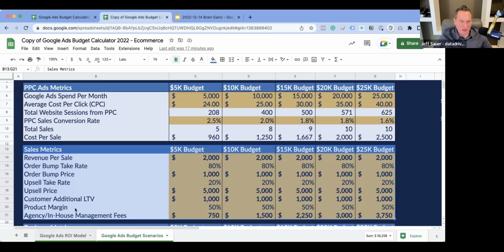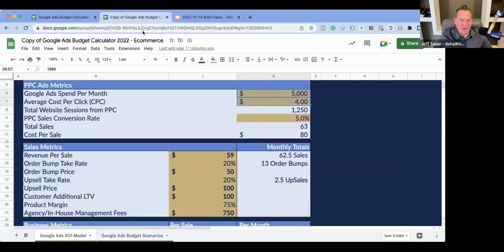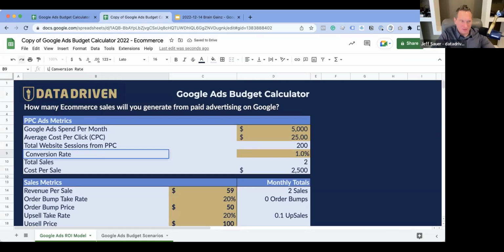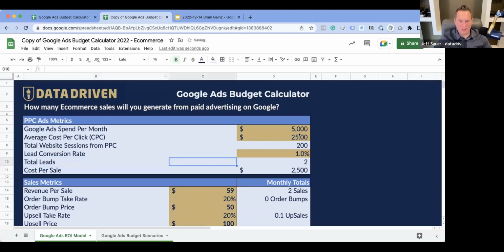And the reason why is because, and this is the one that's for e-commerce, so the lead gen one would be better here. But if we were to say that you spend $5,000 a month and it's $25 a click, right? And then you have a 1% lead conversion rate. So let's just call this lead. That means you get 2 leads. And actually, this is borderline almost too little, you know.